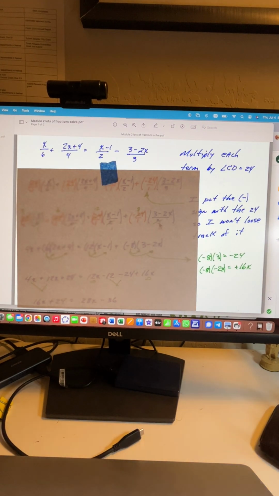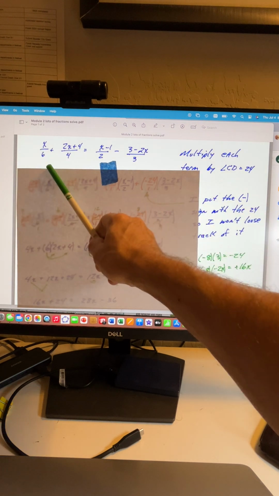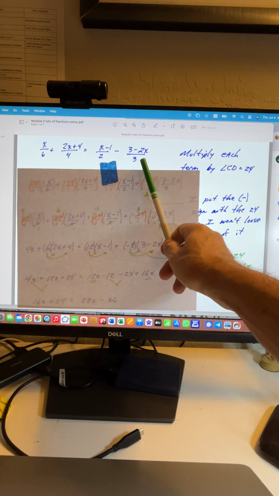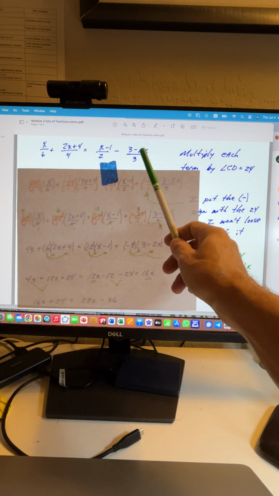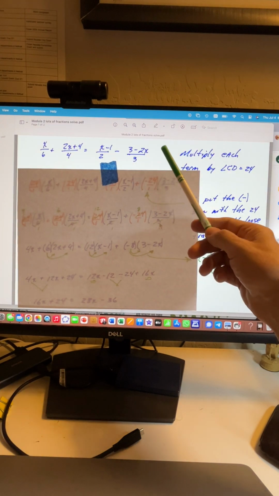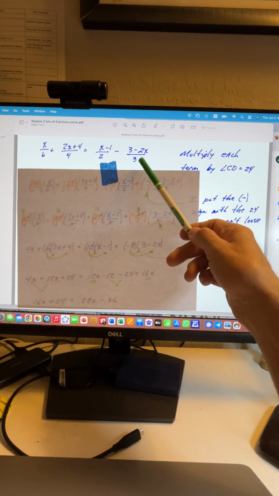Let's talk about this problem. Bunch of fractions. Look at that. Ugly problem, pretty much. Everything's got a fraction. So immediately, if you don't like fractions, you're not liking this problem.